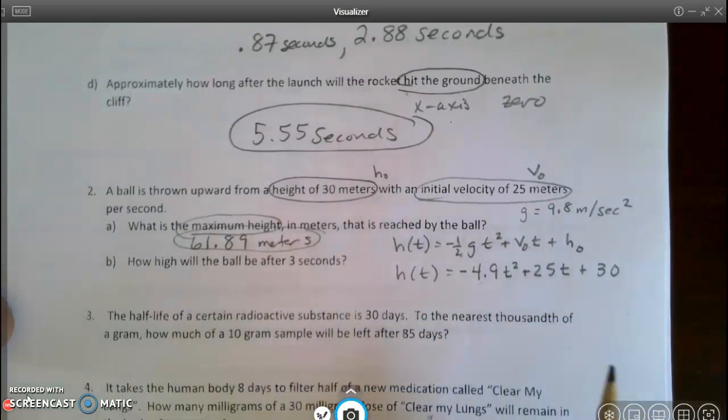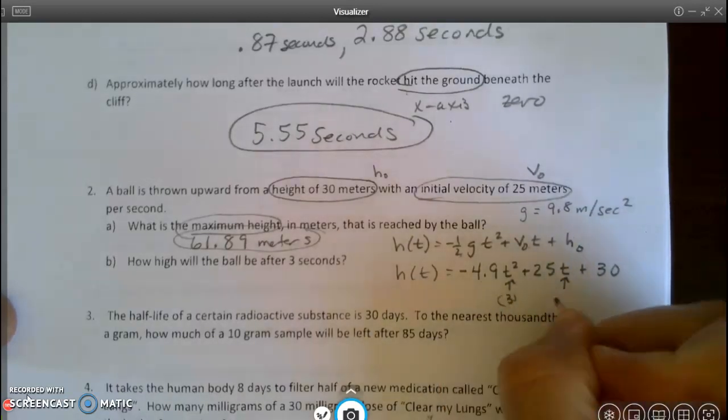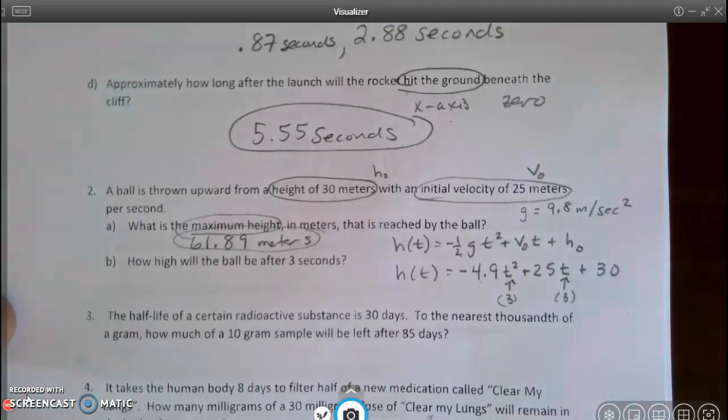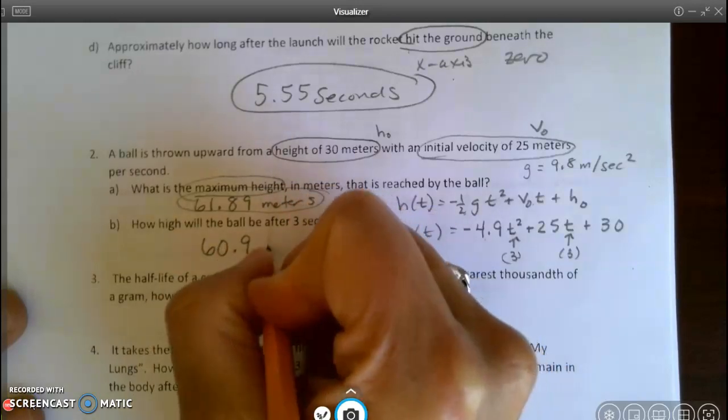How high will the ball be after 3 seconds? I'm simply going to substitute a 3 in here and here, and put that in my calculator. Right, so I put this in my calculator, I hit enter, and 60.9 is going to be the height of the ball after 3 seconds. I want to encourage you to make sure you're typing this into your calculator. Many people on a test will say, well, I put it in my calculator wrong. And that can happen because you're not practicing with the calculator. So please make sure that you're getting the same answers that I'm getting. So 60.9 meters.